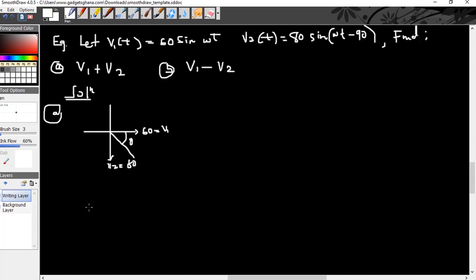Now let's look at how you find v1 plus v2. First we take the absolute value, which in complex numbers you might call the modulus. That will be equal to the square root of 60 squared plus 80 squared, and this will give us 100. Then let's look at the angle. Taking the angle, the same thing applies. From complex numbers you have the modulus and the argument, so you are taking the argument.